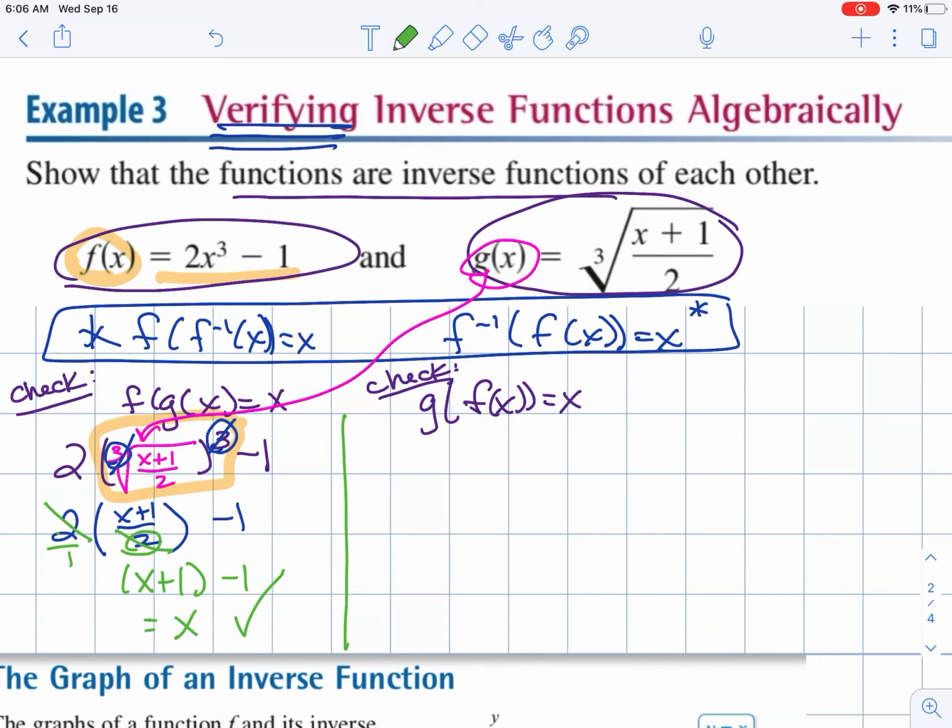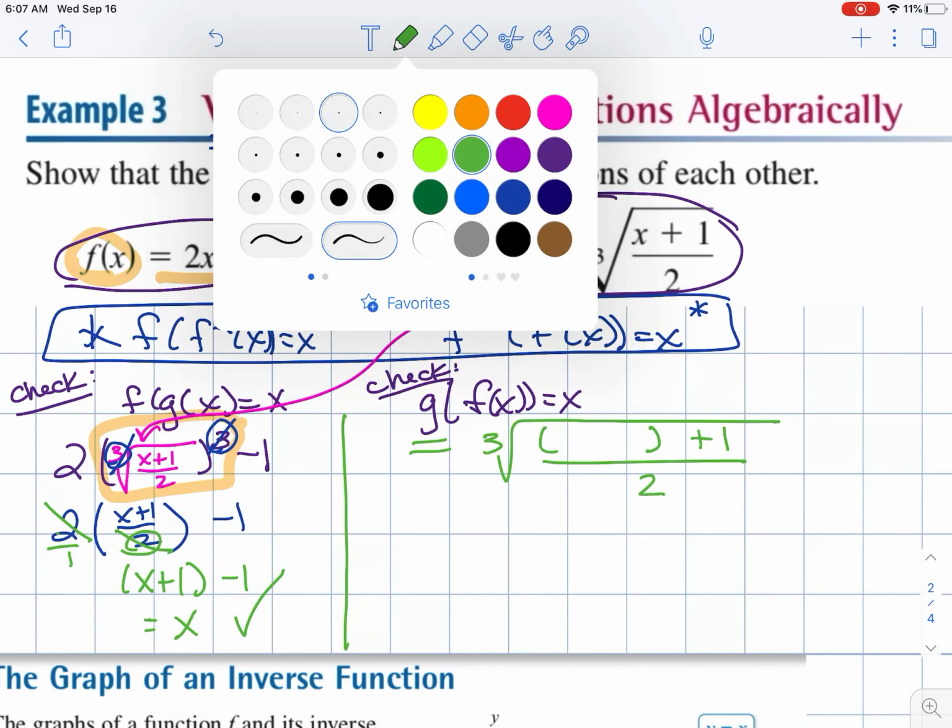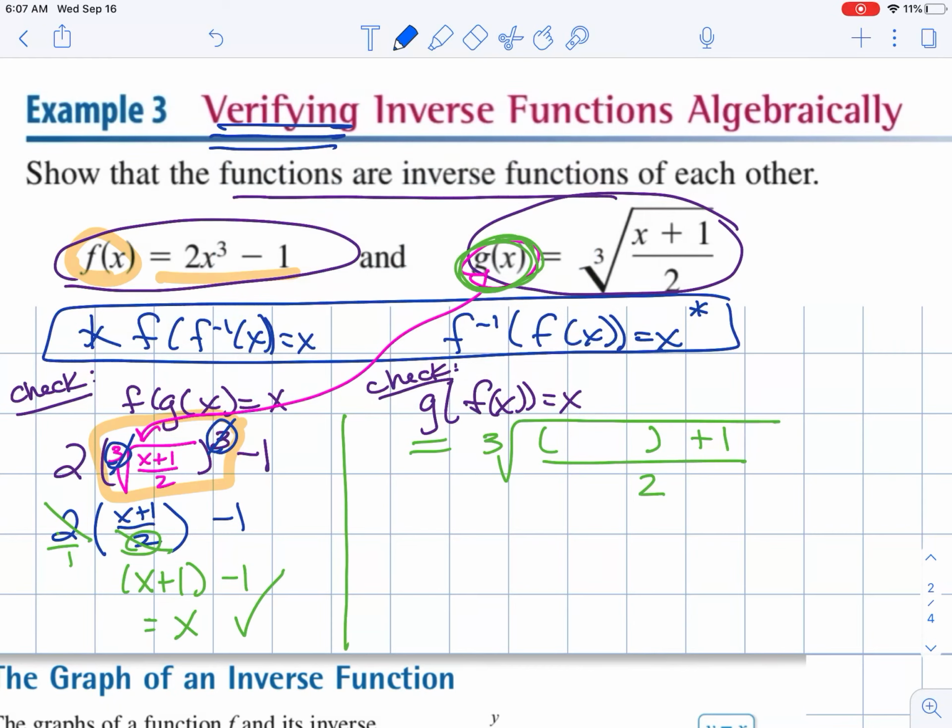We have to make sure that both composite functions work. So let's go ahead. So now we're going to start with the g function because that's what's outside. So here's g, which we're going to write with a space every time I see x. So here's the third root of (x plus 1) over 2. And now we're going to insert that f of x into that value here instead of the x value. So we say 2x cubed minus 1.